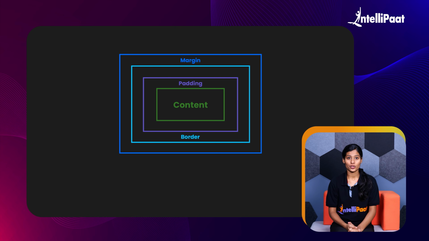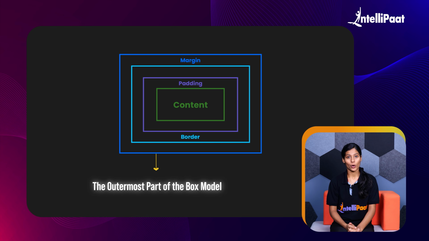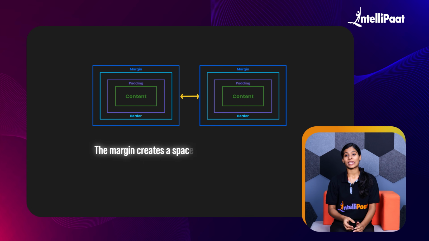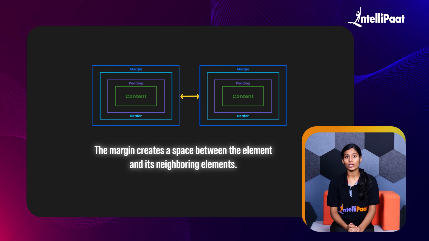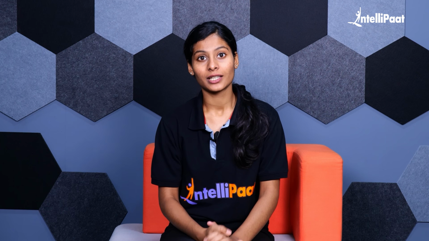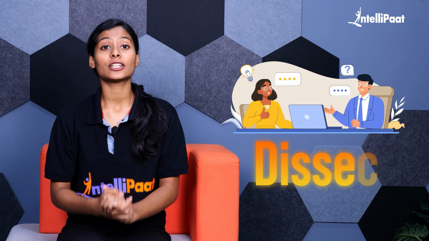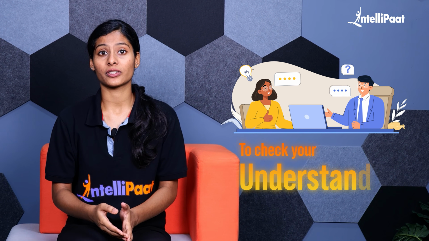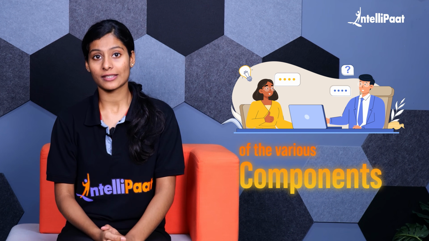Lastly, we have the margin, which is the outermost part of the box model. The margin creates a space between the element and its neighboring elements. Margin can be defined using properties like margin, margin-top, right, bottom, and left. Now, based on your answer, the interviewer might dissect this question further to check your understanding of the various components.